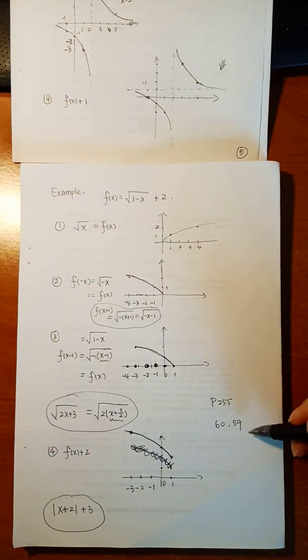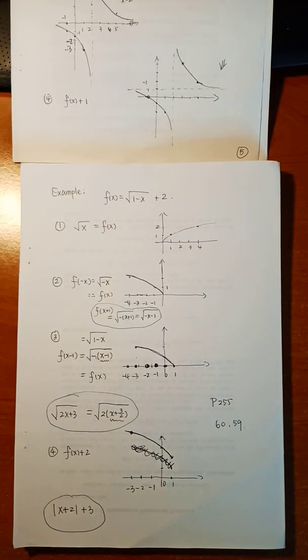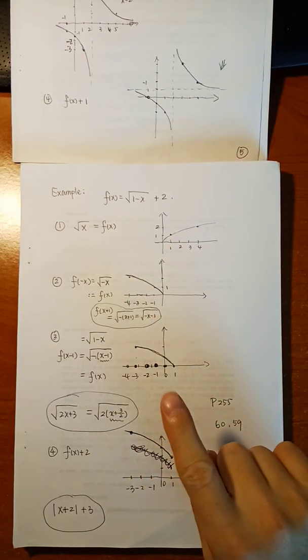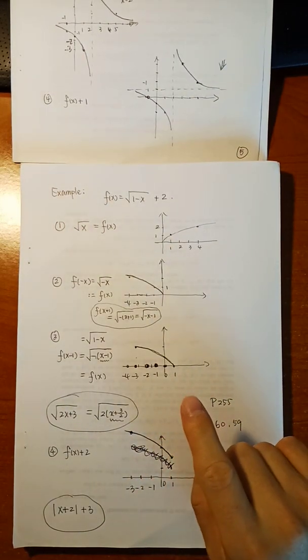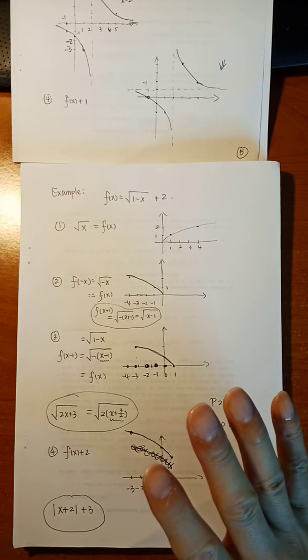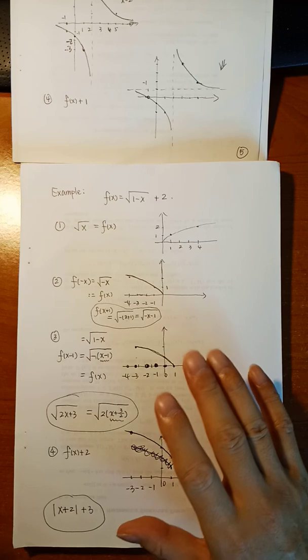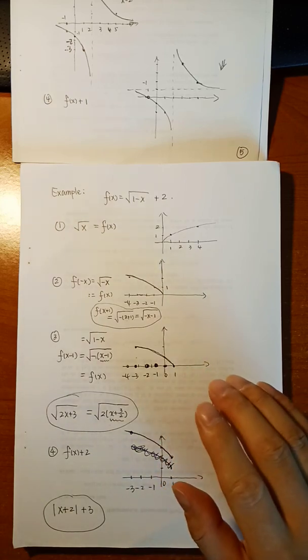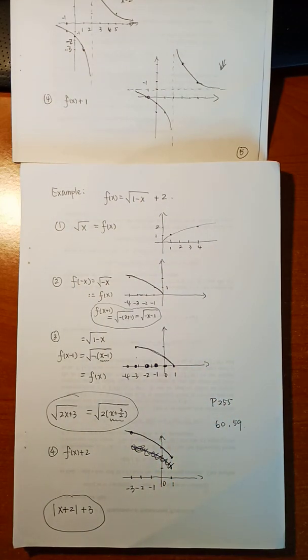The exercises are 59 and 60. Okay, so we finished this section 3.5, graphing techniques. We have shift, compression, stretching, and reflection. So 3 types of transformation. Understand how they change the graph of the function.